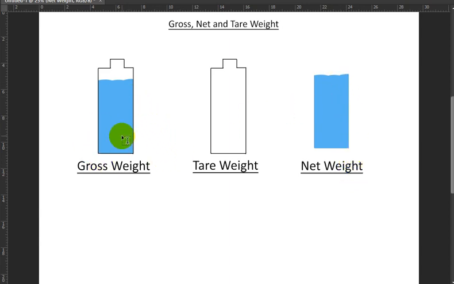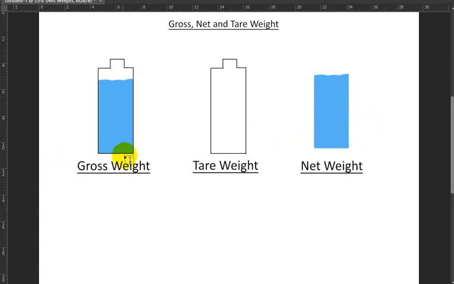So again, gross weight, the total weight of the object, water plus bottle. Tare weight is only the weight of the container, so just the bottle. And the net weight is only the weight of the contents, so in this case the water.